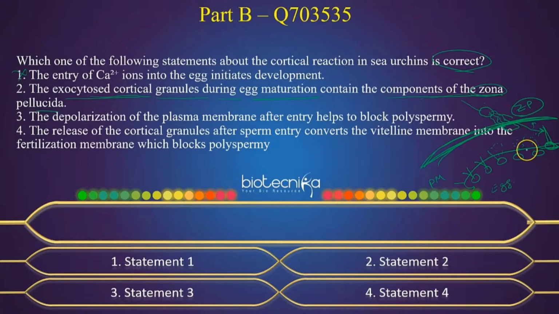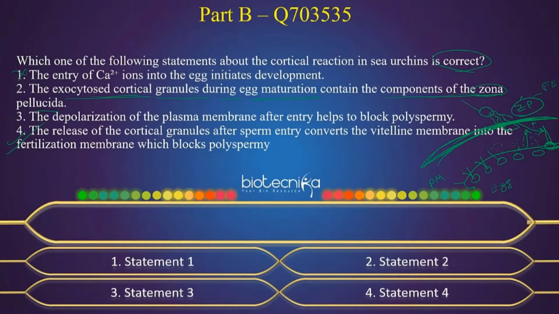What cortical granules actually contain are some components which can convert the zona pellucida into the fertilization envelope. Because once one sperm is fertilizing the egg, other sperm should not be able to fertilize the egg. That is why this particular layer has to be hardened by the components released from the cortical granules. So from zona pellucida it will become the fertilization envelope. That is why the statement is correct.